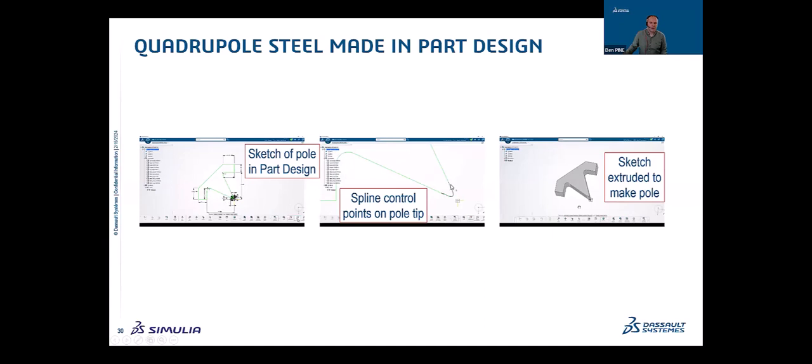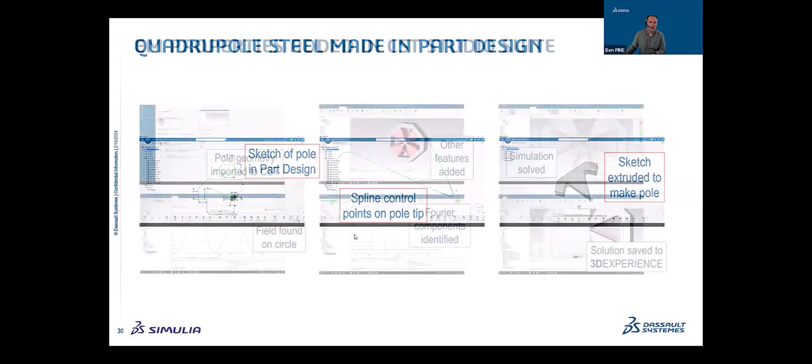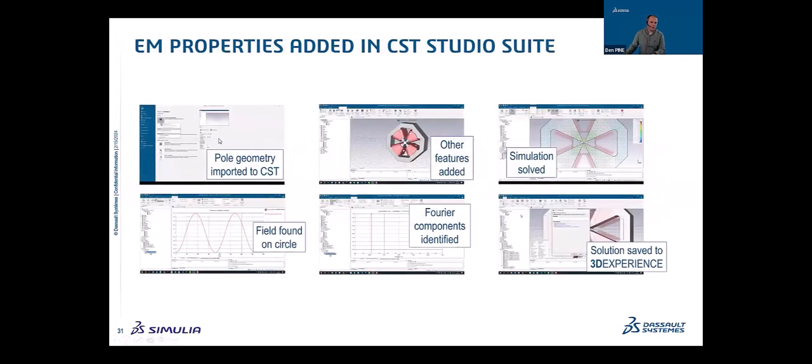The tip of that quadrupole pole can be controlled using a parameterized spline, and that pole can then be extruded to make the complete quarter pole. That pole geometry can be imported into CST using simply one click from the 3D experience platform, and the rest of the quadrupole built up around it, including the other features relevant for electromagnetic simulation. That simulation can be solved.